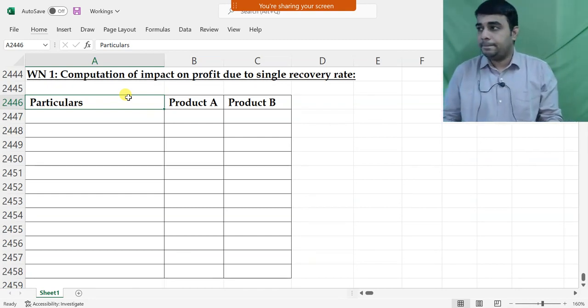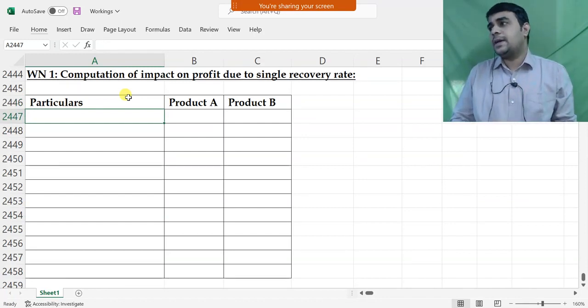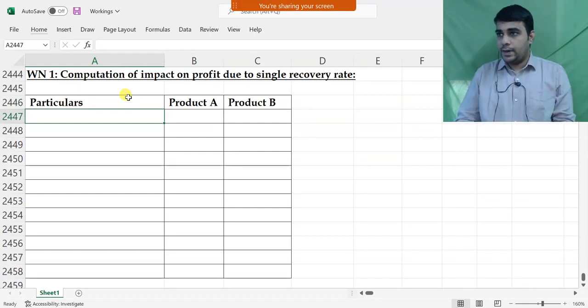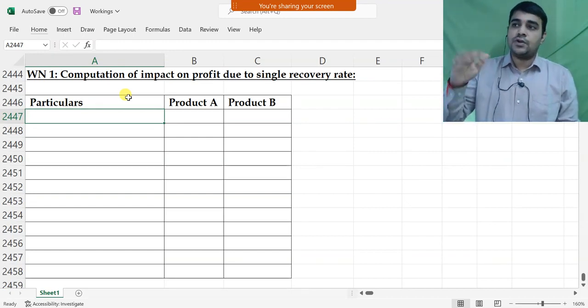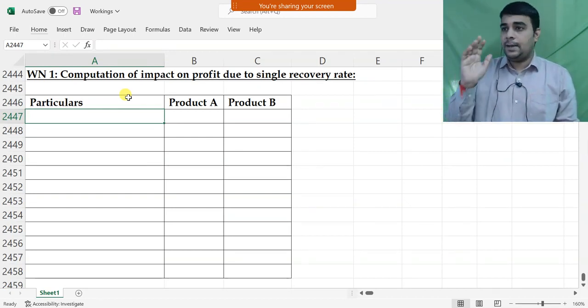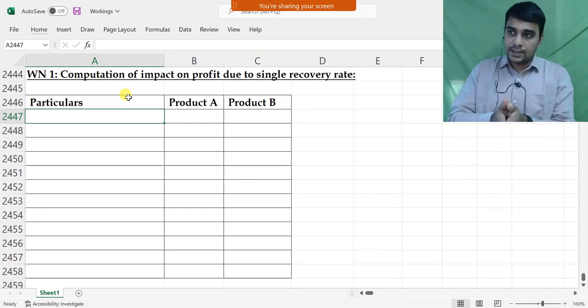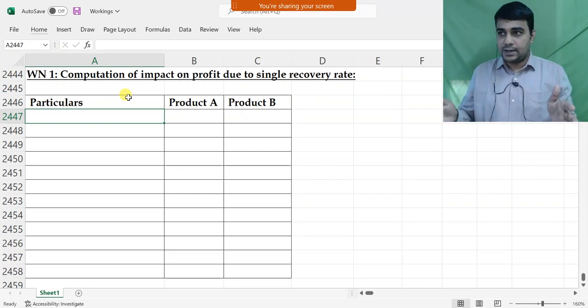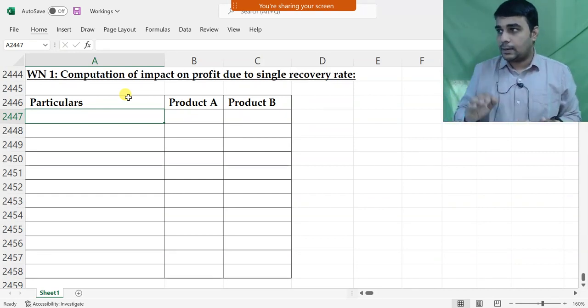Product A and product B. Now, overheads will be considered for stock valuation. When you value stock, not only overheads, there will be a material cost and a labor cost. I'm not bothered about material and labor. Whether you use a single recovery rate or a department wise recovery rate, material cost and labor cost all remain the same. So that does not matter.